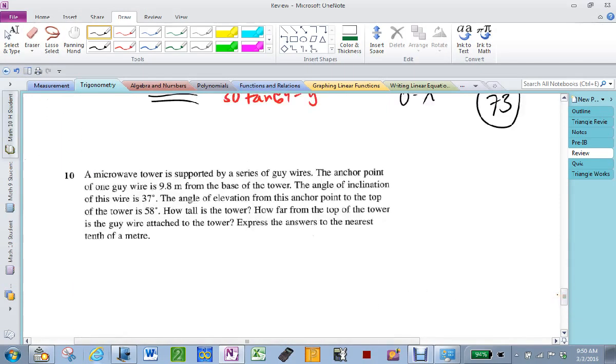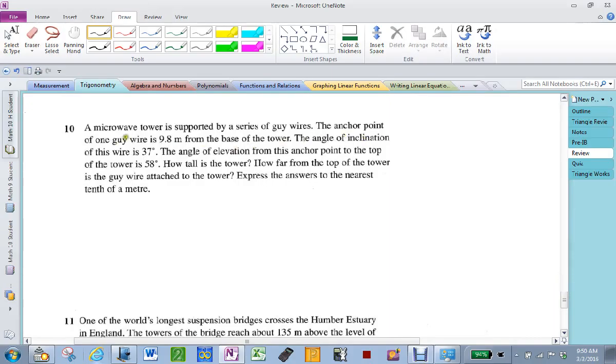Okay, the microwave tower is supported by guy wires. How much of this is nonsense? All of it. What's the only thing that matters? There's a tower, and it's got a wire that goes up to it from the ground that is 9.8 meters away, and that wire is at 37 degrees. Yes? Right? Now, the angle of elevation from this anchor point to the top of the tower is 58.